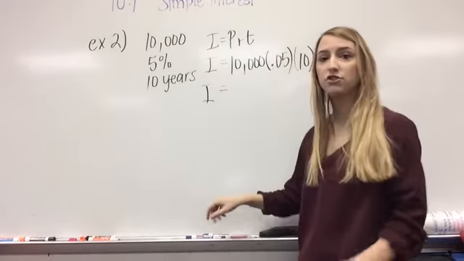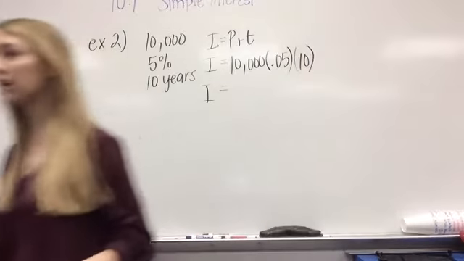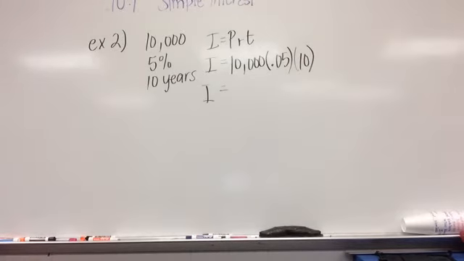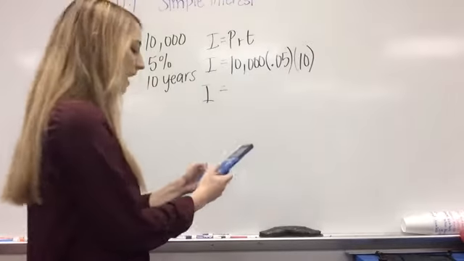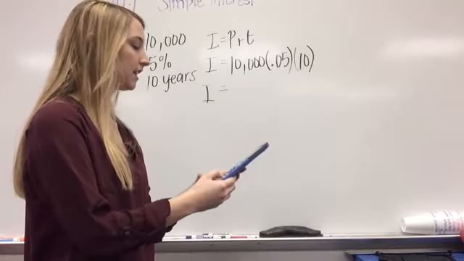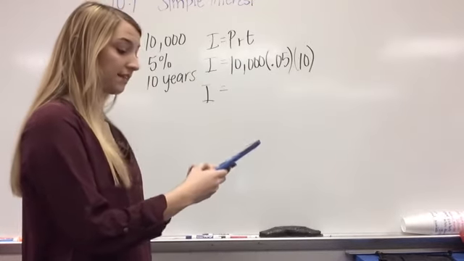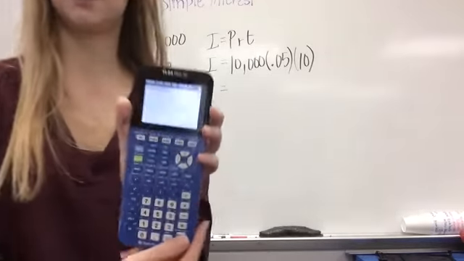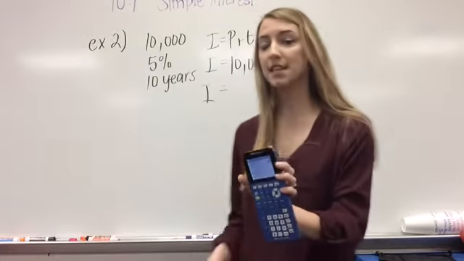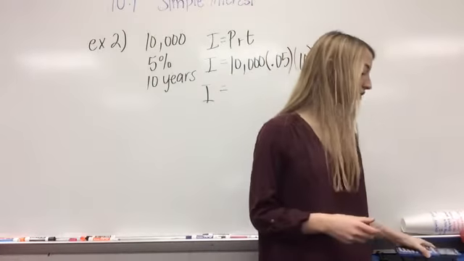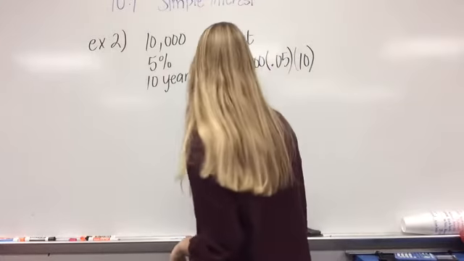And now, again, you're just plugging this straight into your calculator. So I've got my calculator here, and I'm typing 10,000 times 0.05 times 10. This is it. And then you hit enter, and you get 5,000. That means that there was $5,000 of interest earned after 10 years.